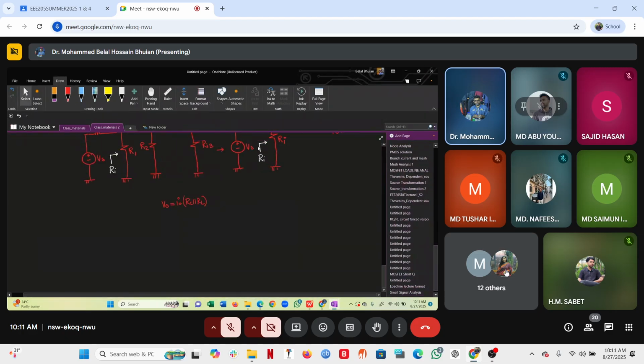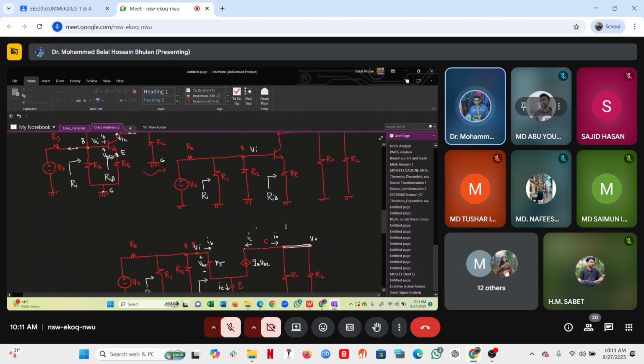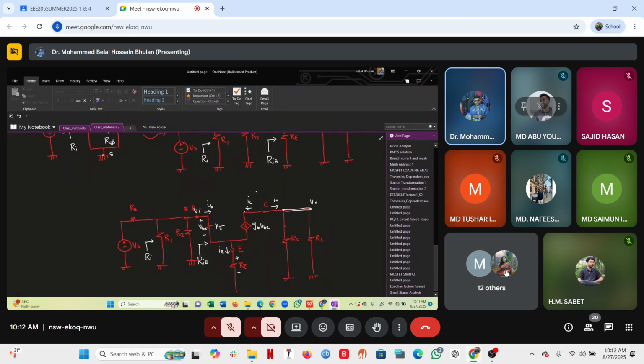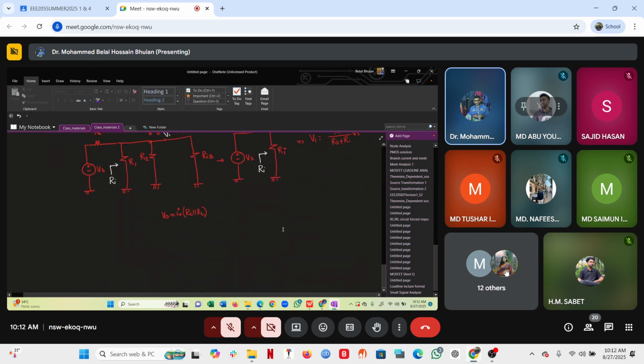Now what is I naught? I naught and IC are the same, but they are in opposite directions. So I can write I naught as minus IC. So V naught is minus IC times RC parallel RL. And what is minus IC? Minus gm VBE, times RC parallel RL. So we got the V naught expression.